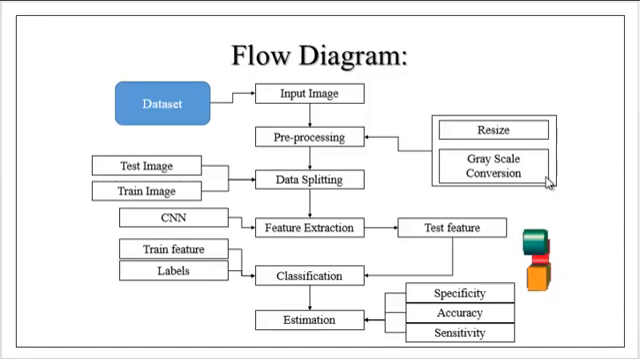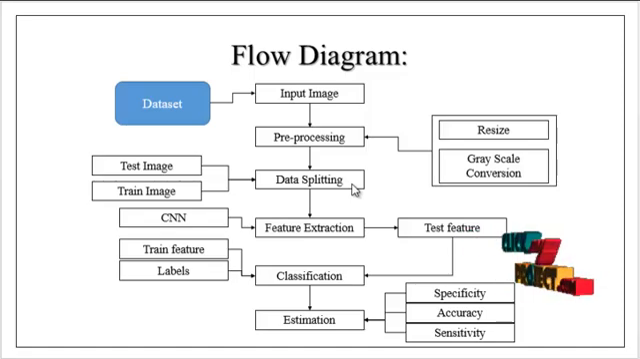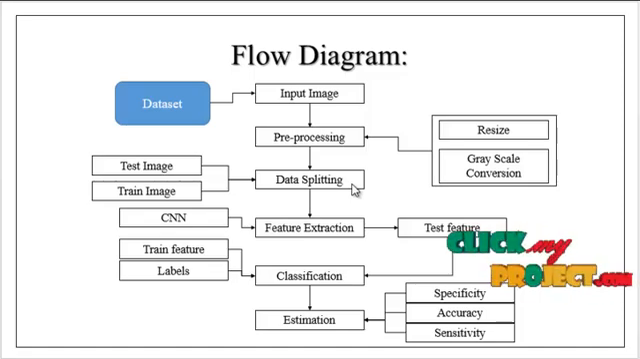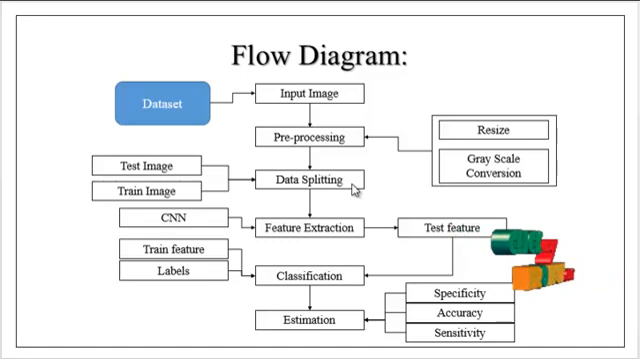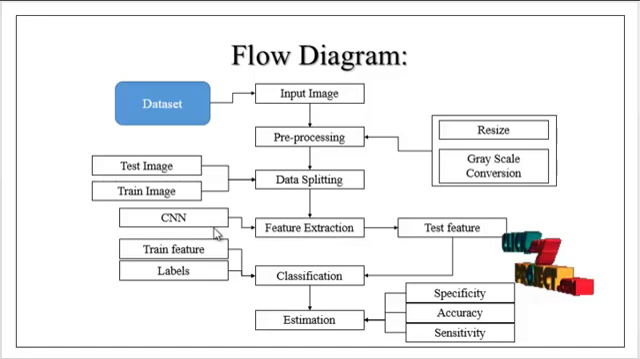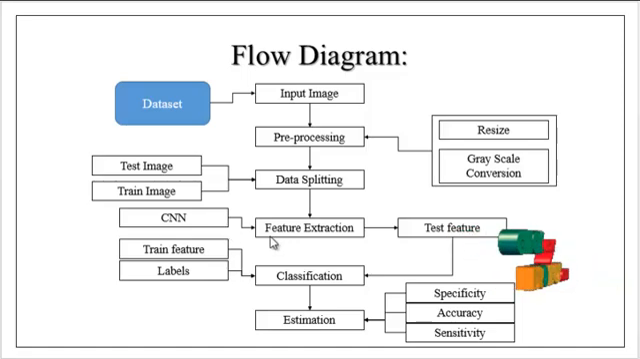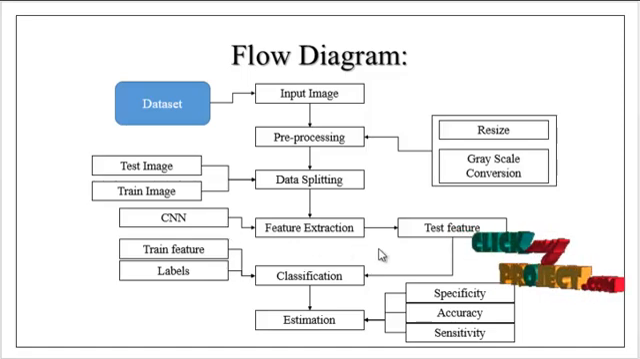After doing the image resize and then the grayscale conversion, the data splitting will be carried out. In this data splitting, obviously we know we have two kinds of data, test data and train data. So we have split the images into test images as well as train images. After the data splitting, the feature extraction will be carried out. In this feature extraction, the convolutional neural network is the algorithm used to extract the features from the images. After the feature extraction, the test feature will be generated for the input image alone.